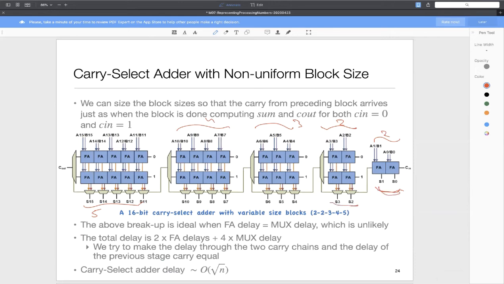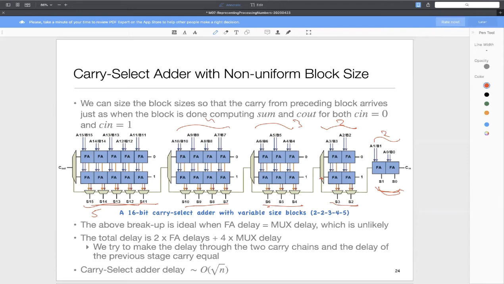in stage 1, the first 2 stages, I do 2 bits, two full adders, okay? And then for the next one, because I also have stage 1 mux to hide, I can do 3 bits. Next one 4 bits, next one 5 bits by the same logic we saw.